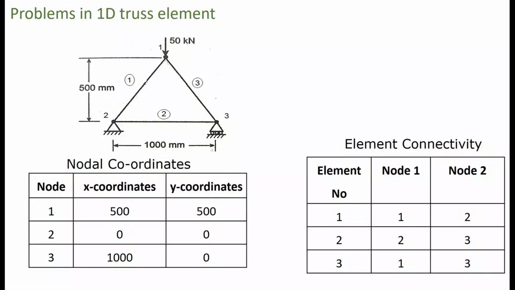And then element connectivity. Element 1 is connected with nodes 1 and 2. Element 2 is connected with nodes 2 and 3. Element 3 is connected with nodes 1 and 3. So these are the connectivity table.